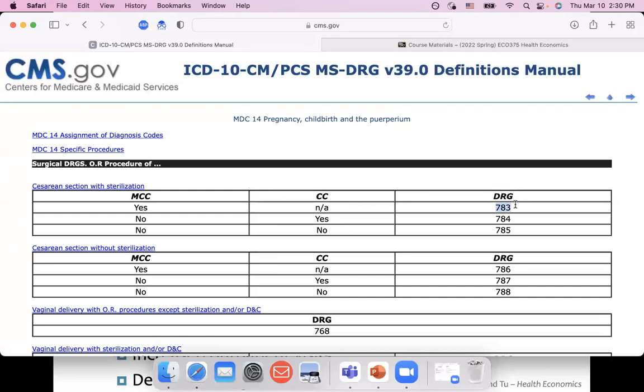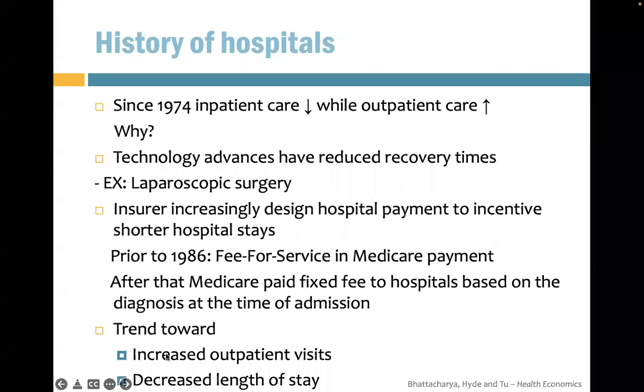Now, if one patient stays for 5 days, another patient stays for 9 days, the hospitals will still get the same amount of money from Medicare. So then the hospital would want more mothers who stay shorter instead of more mothers that stay longer, because they're getting the same amount of money. Okay, so this is the fixed payment system that incentivizes decreased length of stay.